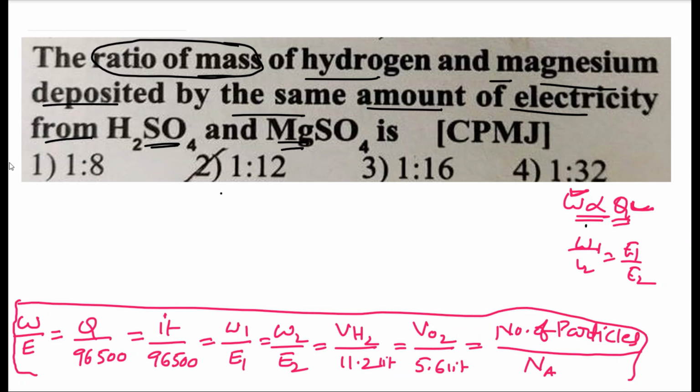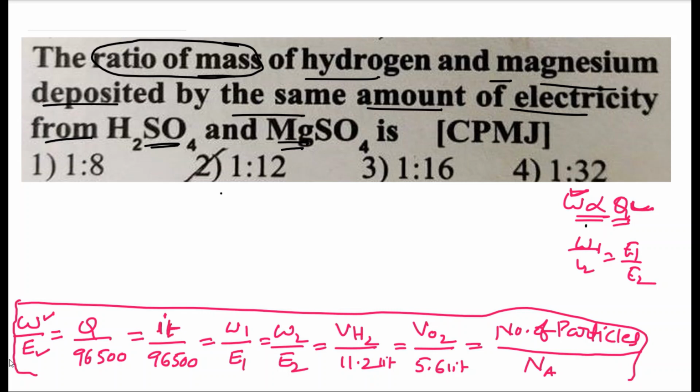That means W means weight, E is equivalent weight, and Q is the quantity of electricity in coulombs. I is current in amperes, T is time, and these are the volumes of gases H2 and O2. Please remember, the quantity of electricity is in coulombs, I means current in amperes, and T is time.